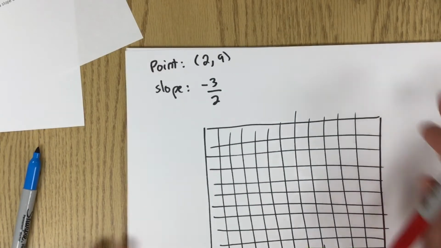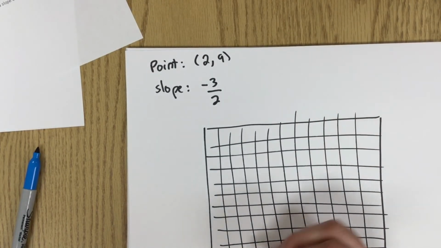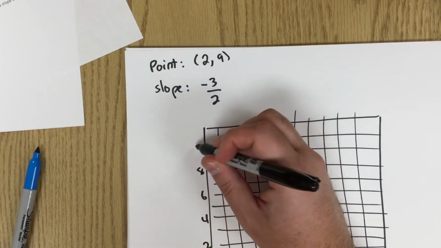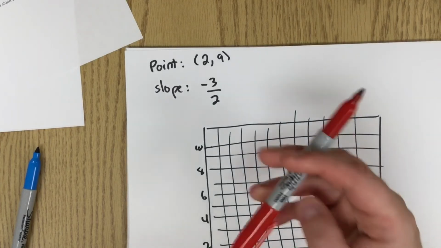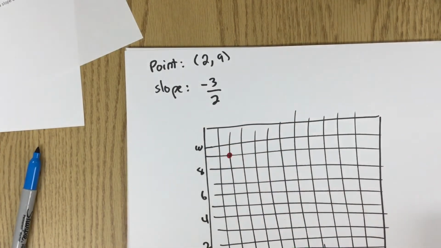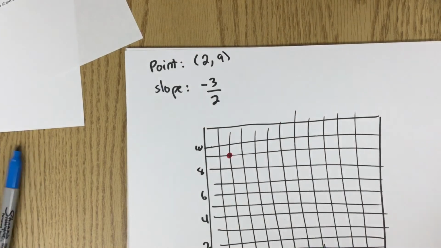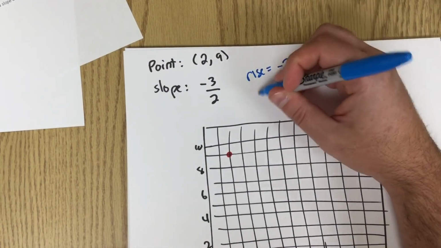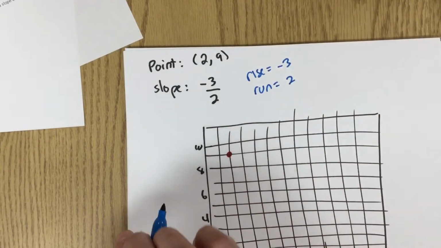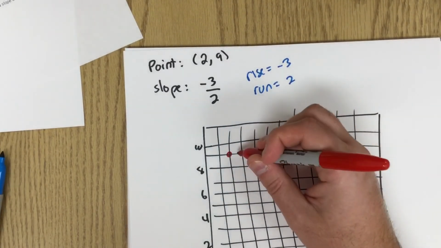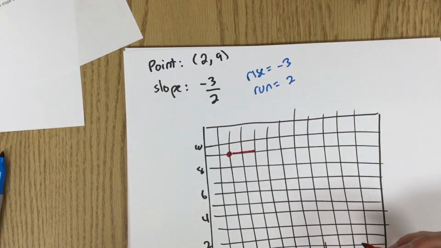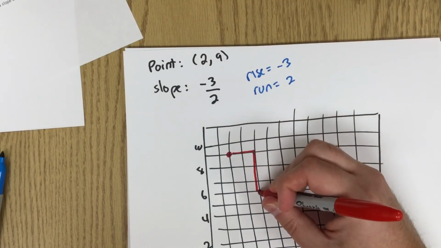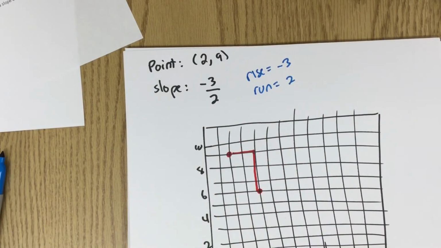So we started off at the point 2, and then this is 2, 4, 6, 8, 10, so 9 is over there. So we start at the point (2, 9). Now here, the rise is -3, and the run is 2. So we run 2, nothing special about that. But a rise of -3 means that we go down 3. And that's where we end up.